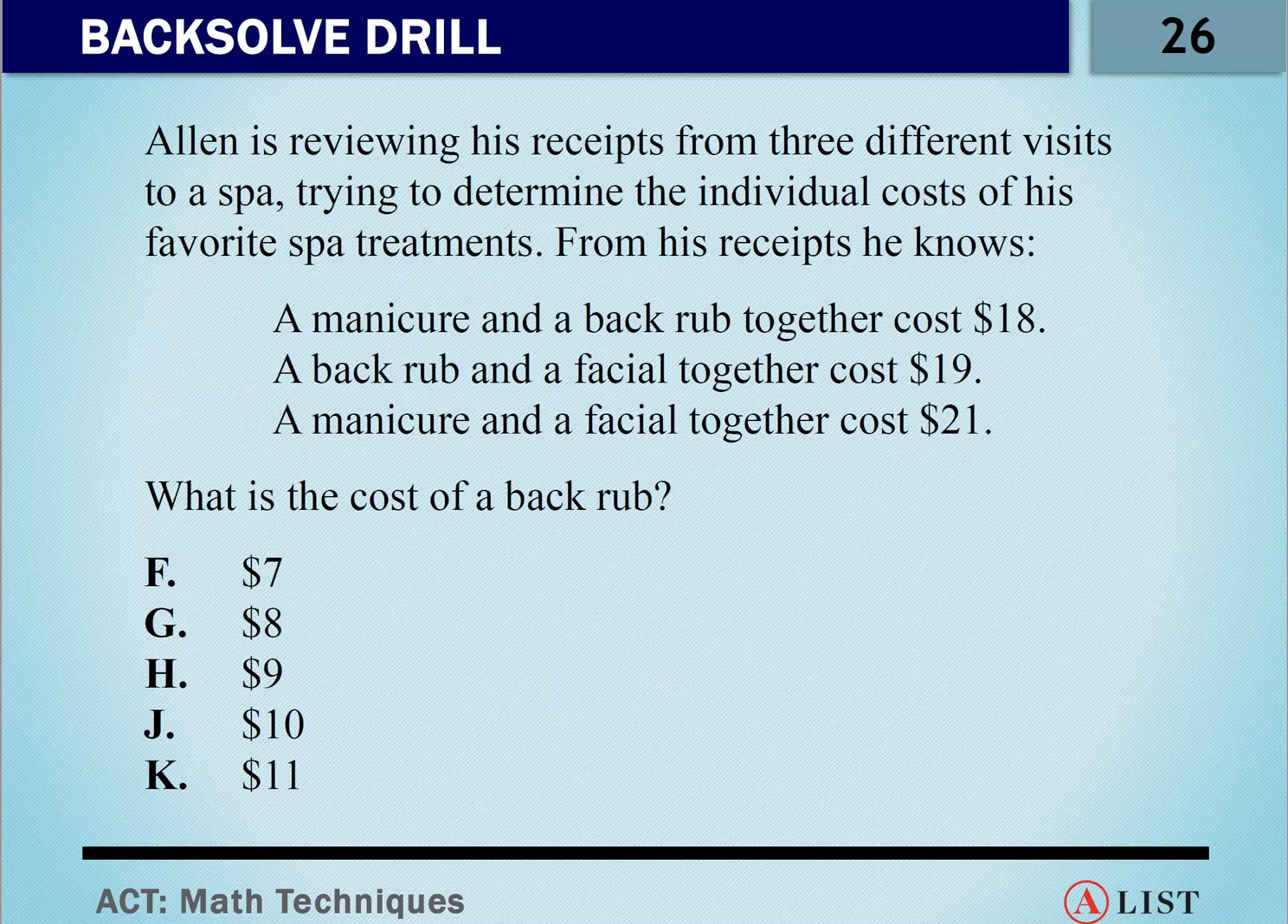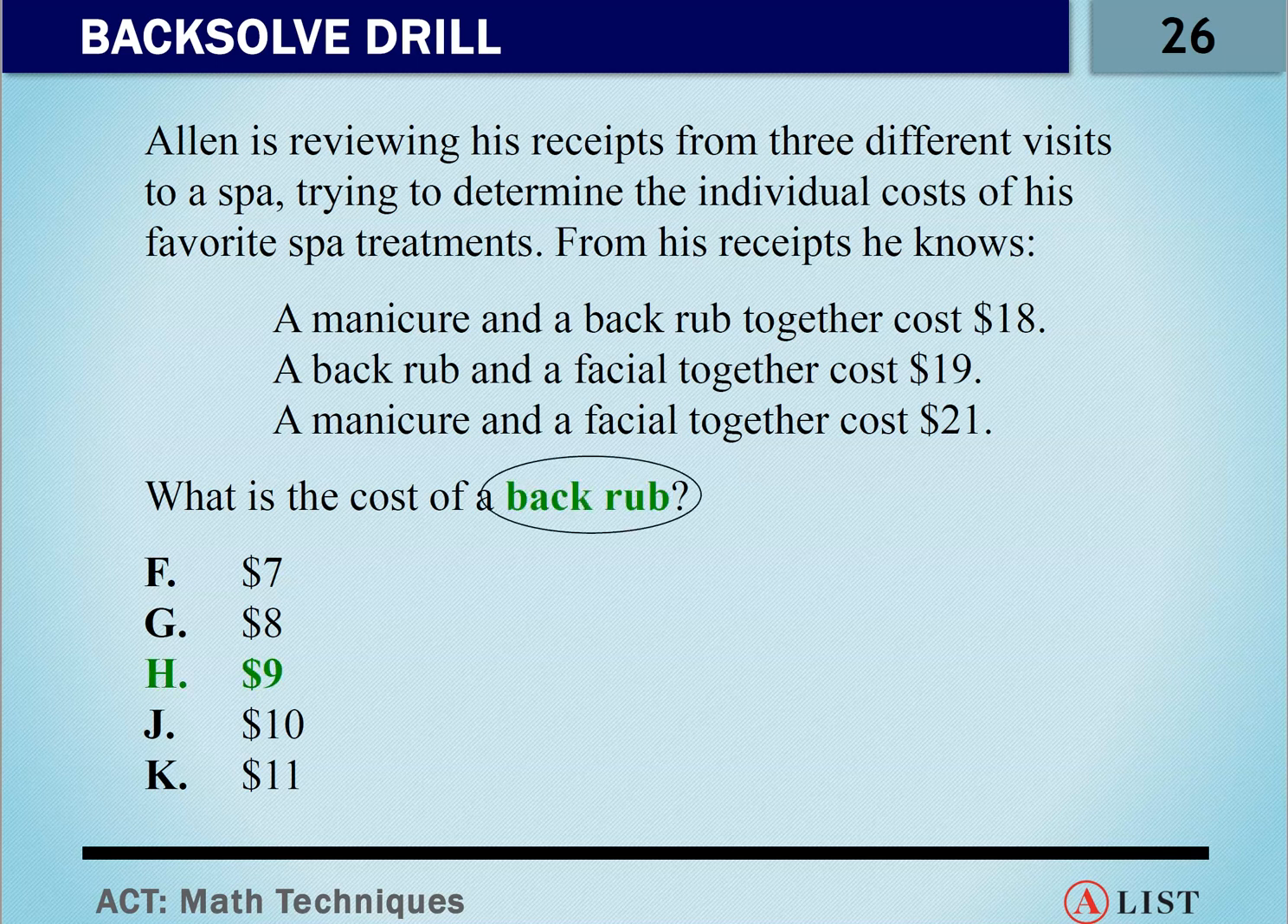Okay, the next one, this is question 26. About halfway through the test, Alan is reviewing his receipts from 3 different visits to a spa, trying to determine the individual costs of his favorite spa treatments. From his receipts, he knows a manicure and a back rub together cost $18, a back rub and a facial together cost $19, a manicure and a facial together cost $21. What is the cost of a back rub?